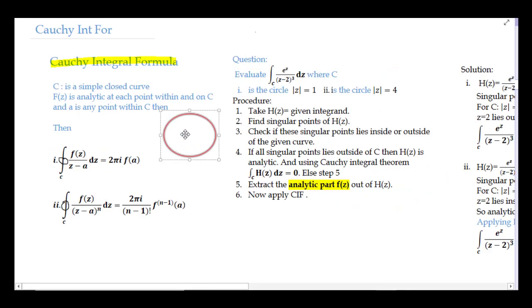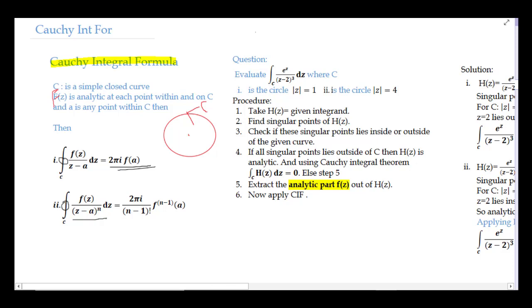Cauchy integral formula. Here C is a simple closed curve and f(z) is analytic at each point within C and on C, and a is any point within C. But what about f(z) upon z minus a? Look here: f(z) is analytic inside this, but is f(z) upon z minus a analytic or not? That we need to check. f(z) is analytic inside C, but what about f(z) upon z minus a? That is not given to us. Then the integral of f(z) upon z minus a dz equals 2 pi i f(a).